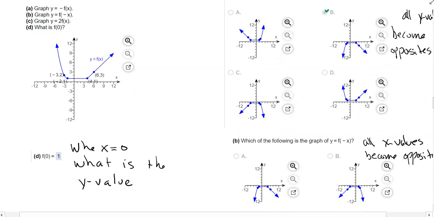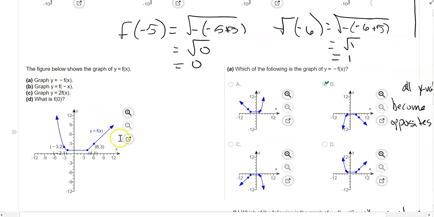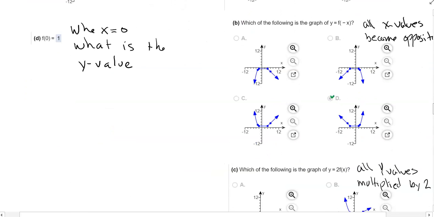On B, we do the same thing, except we're doing it with the x values, when all the x values are opposites. So we go back to those original graphs, and these points now become -6, 3, -4, 1, 2, 1, and 3, 2. And as we do that, we see that this is the result.